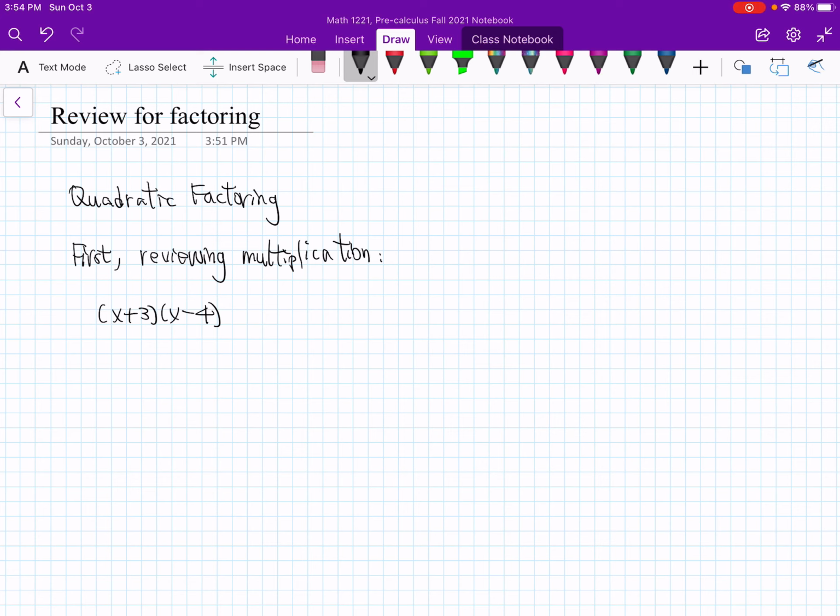All right, class. We want to review quadratic factoring. Okay, before we review factoring, let's first review multiplication. We have two two-term expressions multiplied to each other. So how does that go? We can use the distributive property.